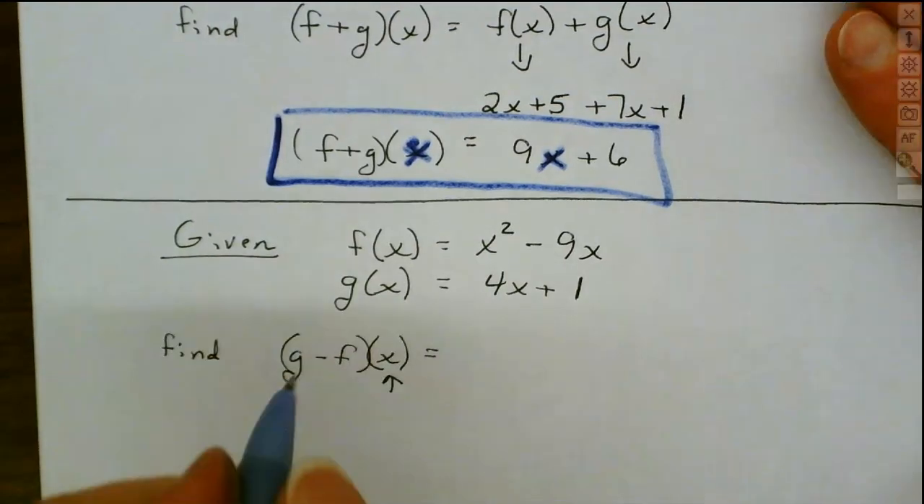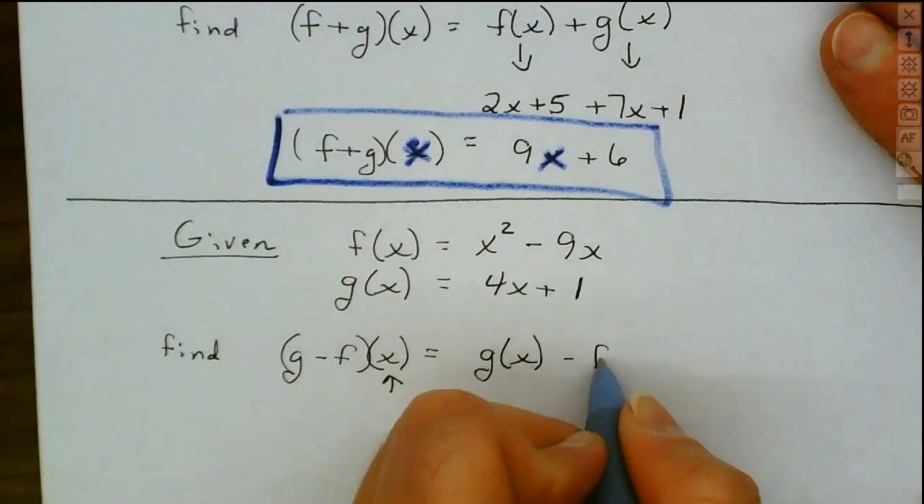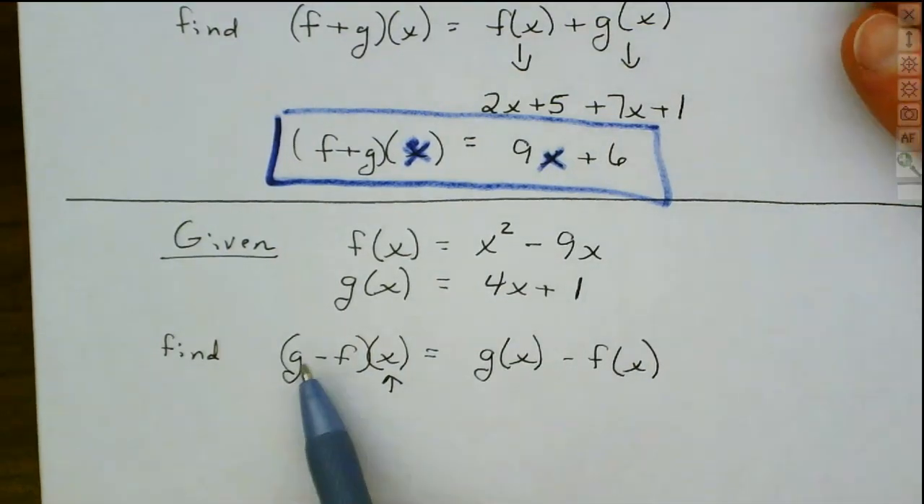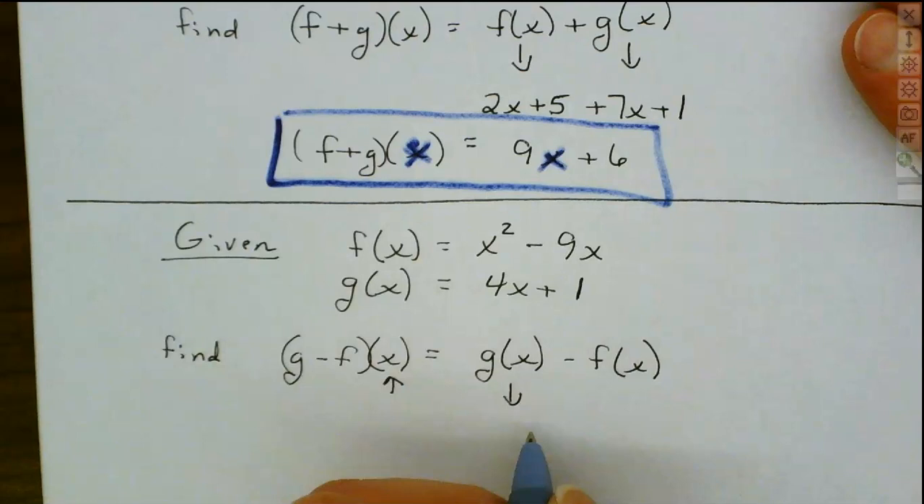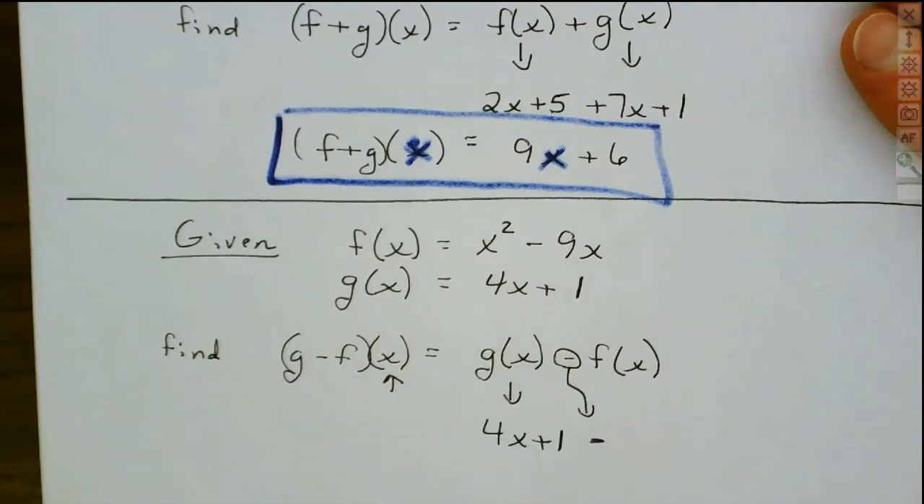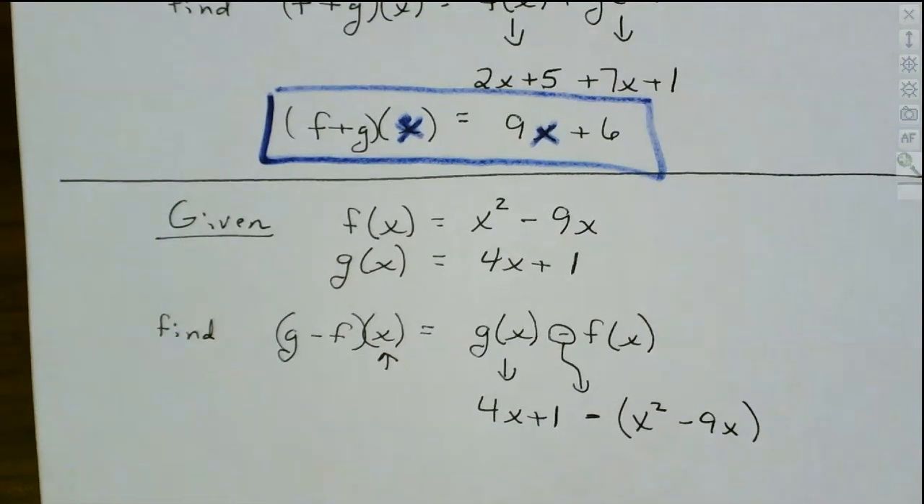So what does that look like? Well, that looks like g of x minus f of x. And what is my g of x? Now I did switch the order. G is first, f is second. G of x, well, what is that? G of x, that's 4x plus 1. The negative sign comes down. Now use parentheses here, and that's going to be x squared minus 9x there. Okay, so we just bring it down. Nothing new.